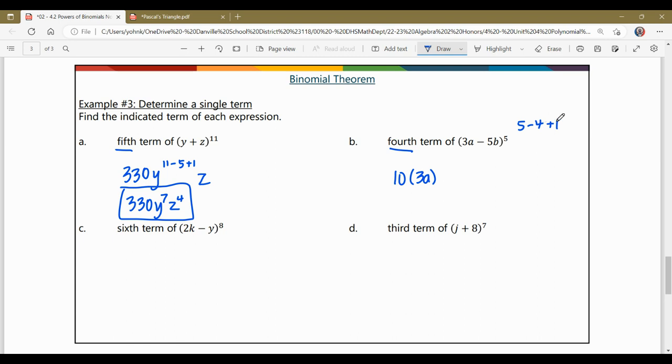So 5 minus 4 is 1. 1 plus 1 is 2. So I'm going to put it to the second power. And then I'm going to take the second thing, negative 5b, and raise it to whatever power added to 2 gives 5. And that's a 3. And then we simplify. 10 times 3 squared times negative 5 to the third. That's negative 11,250. And a squared and b cubed. And notice 2 plus 3 is 5.